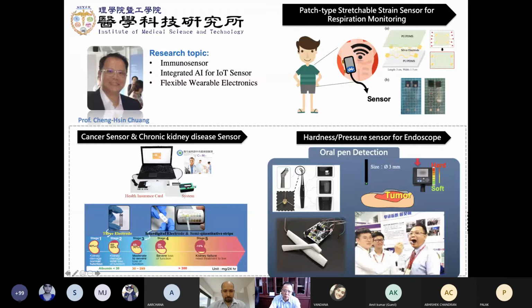So if you can see this one, right now we are trying to do a stretchable sensor, and then we can monitor your breathing. And right now we are also developing some temperature sensor. Maybe later on my student will introduce you a little bit.